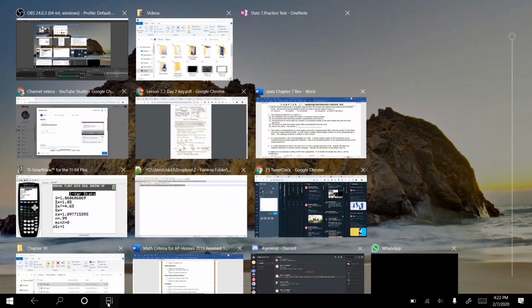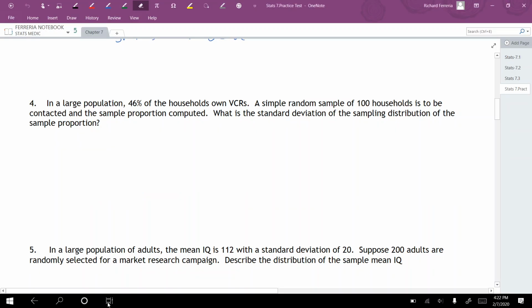Okay, everyone, how's it going? We're going to continue with our Chapter 7 exam, and we're going to look at questions 4, 5, and 6. So here we go with question 4.